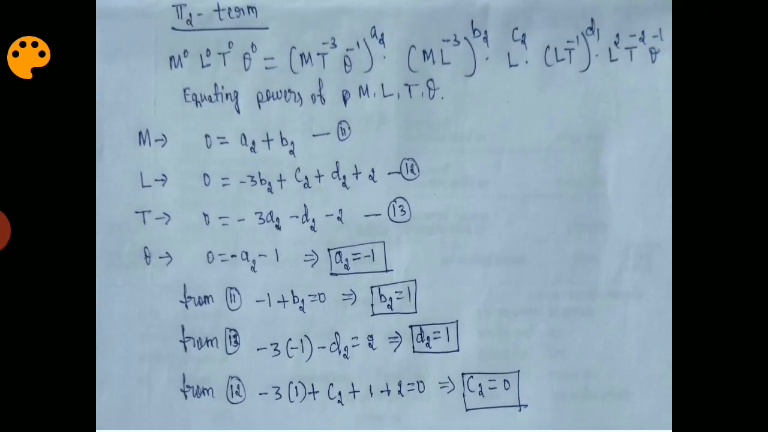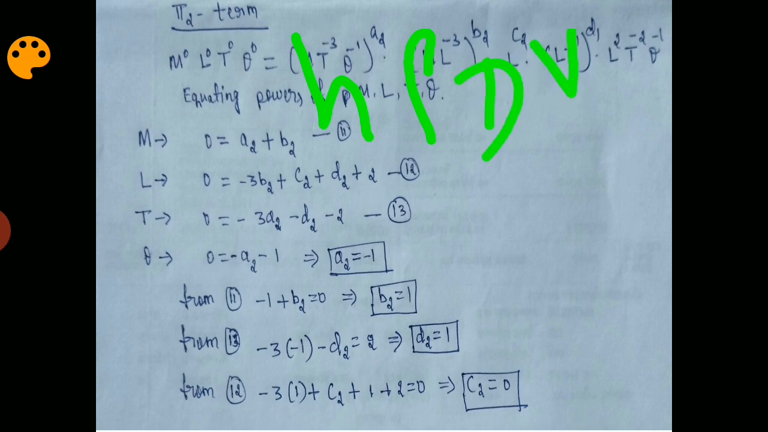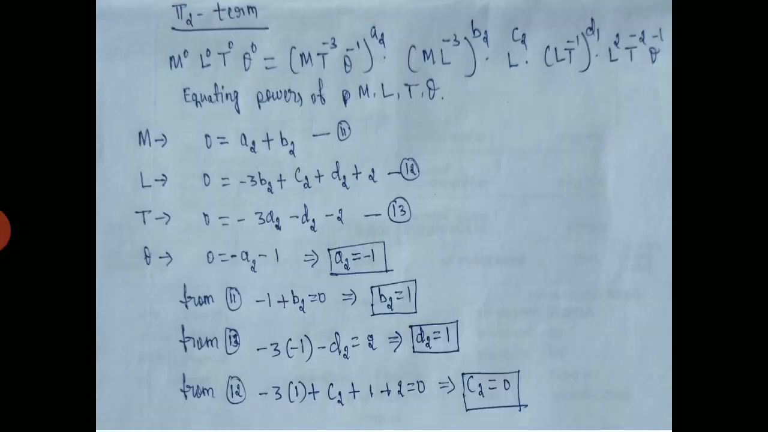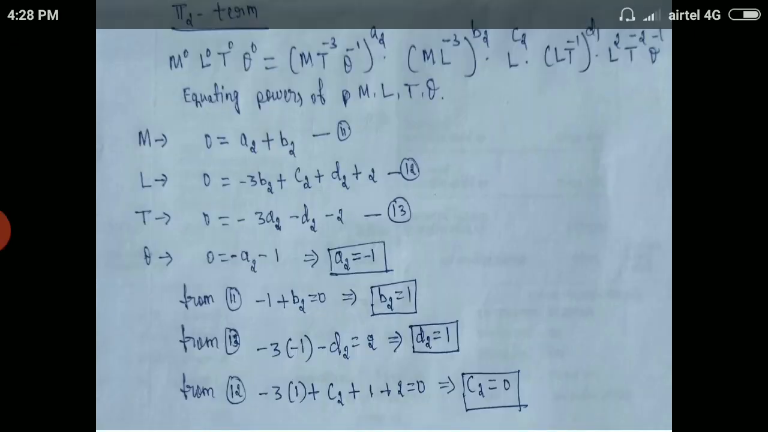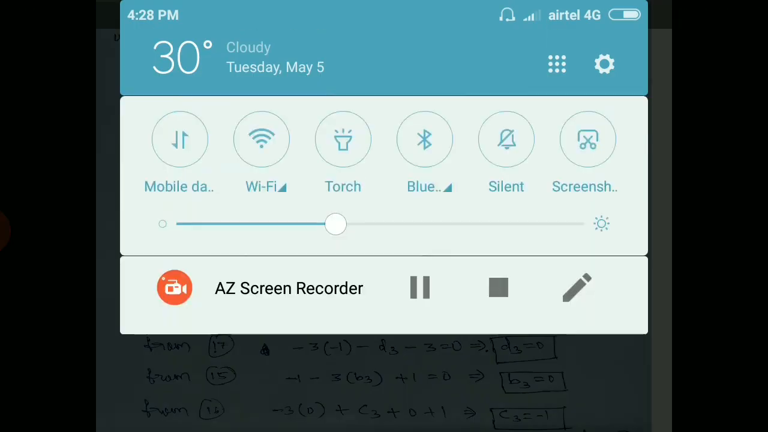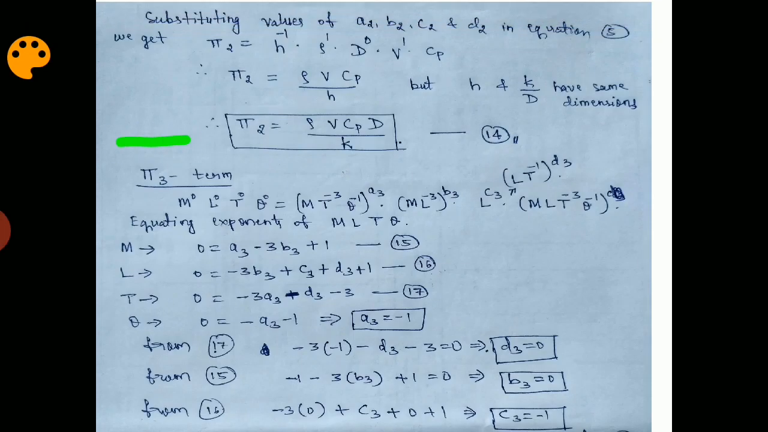Okay, so similarly pi 2: it is for L term, this is for rho term, this is for D term, this is for V term, and this is for Cp term. All the values are written in terms of m, L, T and theta. So repeating the procedure, we get the values of A2, B2, D2 and C2. Substituting them in equation number 5, we get this expression, pi 2 is equal to rho V Cp D by K.